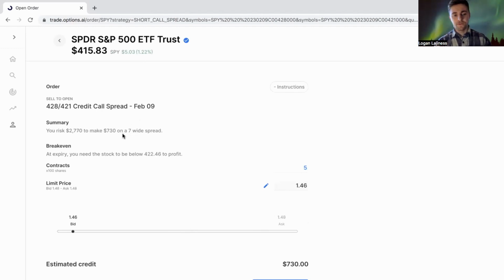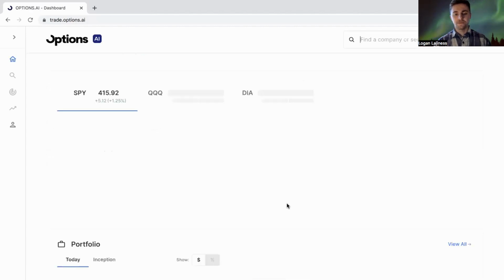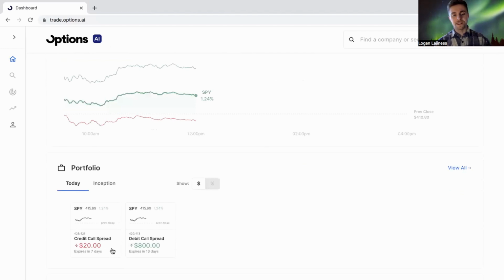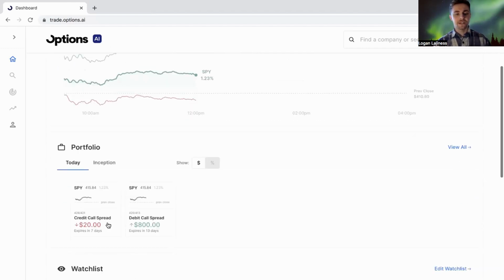But it says right here with 5 contracts, I'm risking $2,770 to make 730 on a 7-wide spread. So, okay, that looks good. Let's save this trade. Click save trade. And now as you guys can see, I have a debit call spread and a credit call spread. This expires in 13 days and this expires in 7 days. And this is going to help me see my profit and P&L on this trade.